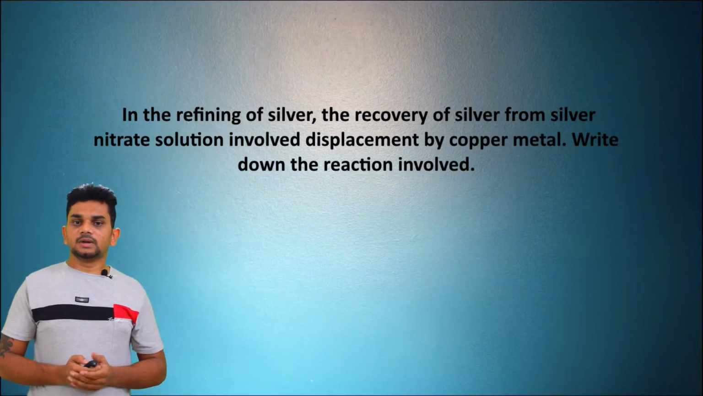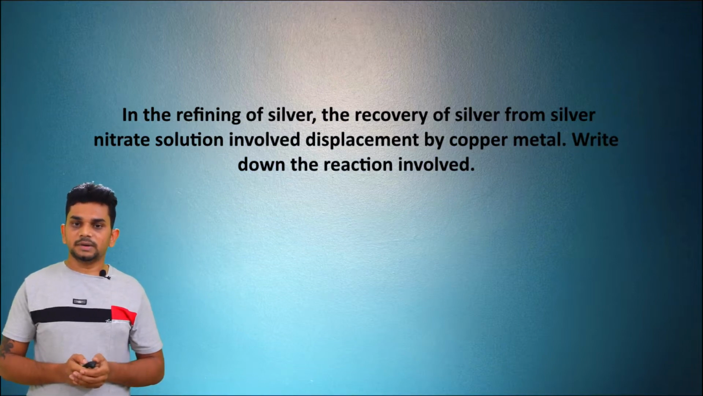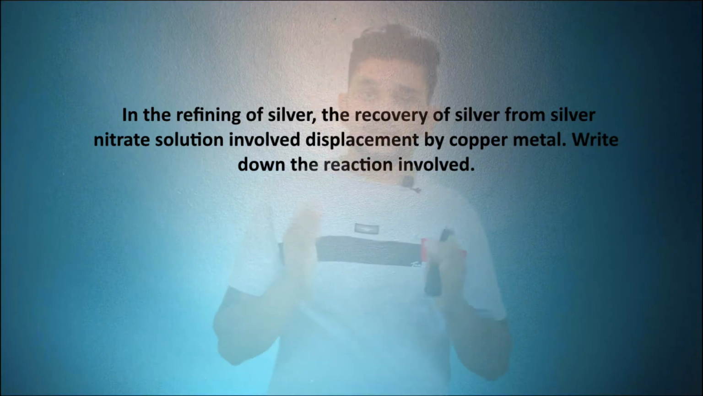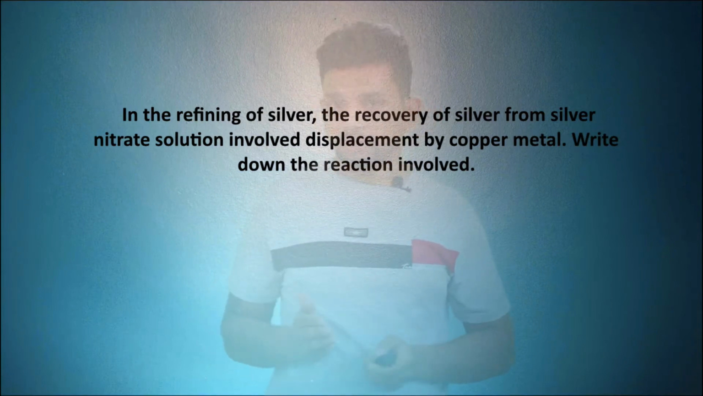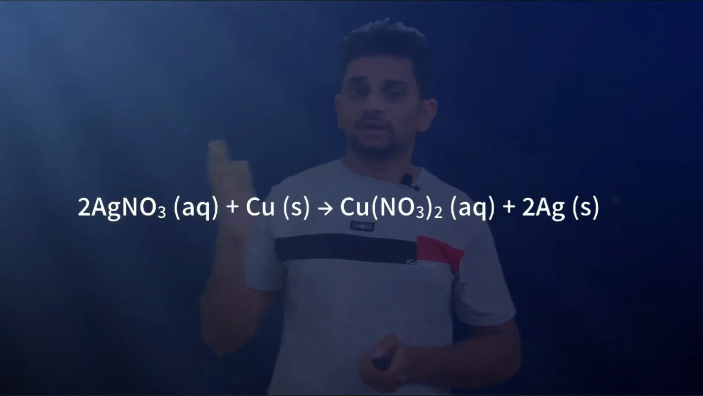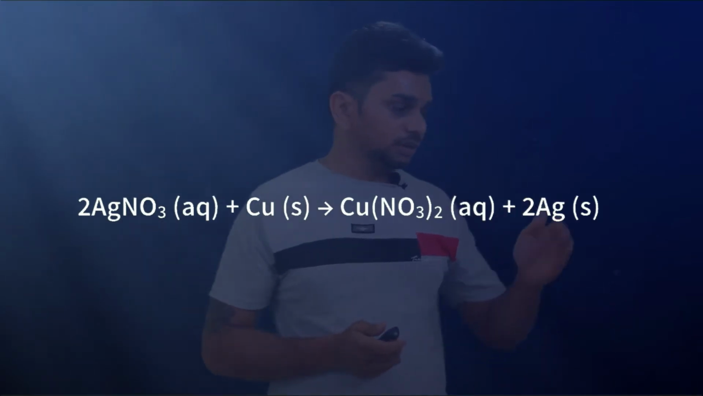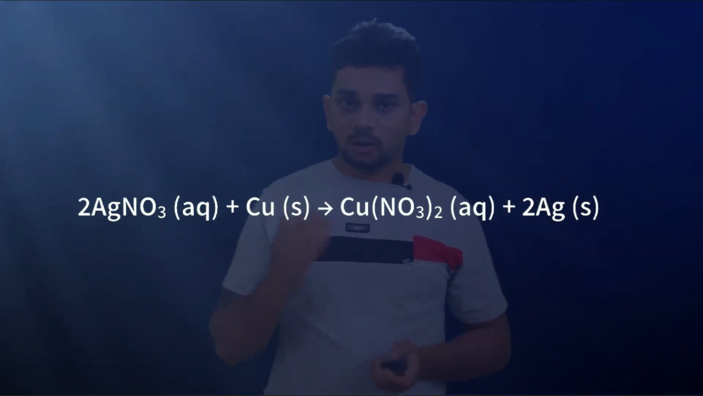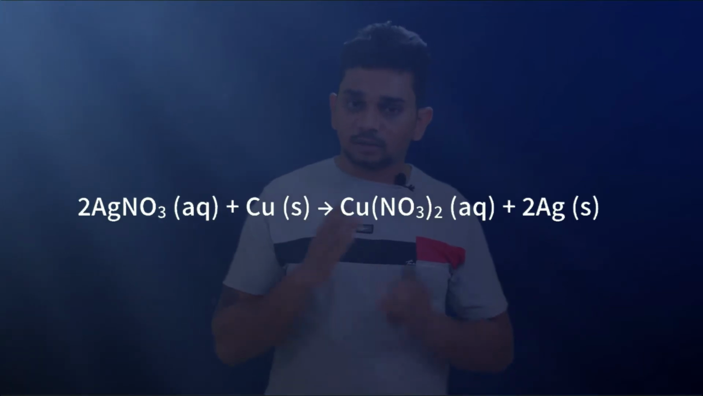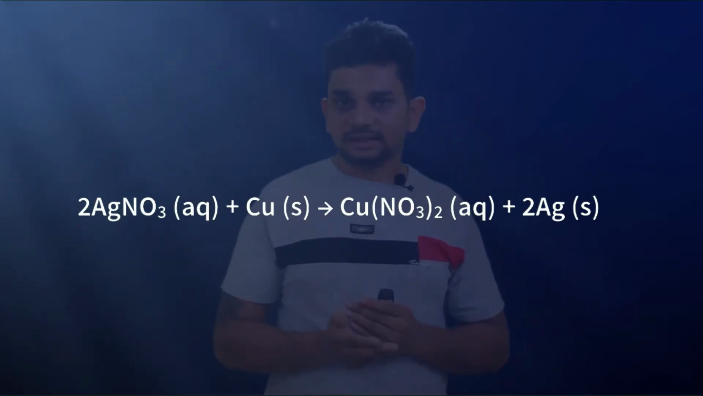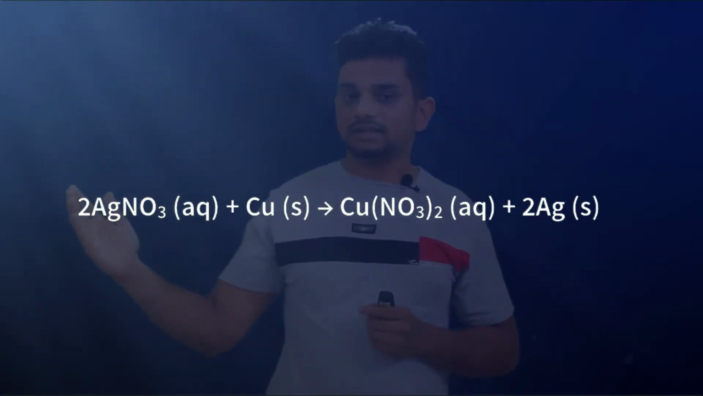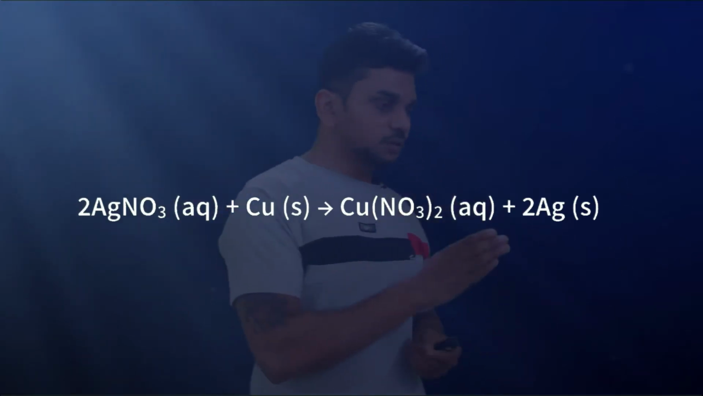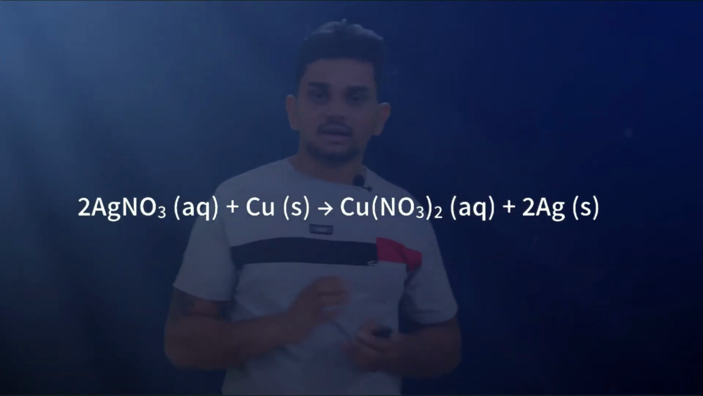In the refining of silver, the recovery of silver from silver nitrate solution involved displacement by copper metal. Write down the reaction involved. You need to write the reaction between AgNO3 and copper. Copper is more reactive than Ag. The copper replaces Ag from AgNO3. 2AgNO3 plus Cu gives Cu(NO3)2 plus 2Ag.